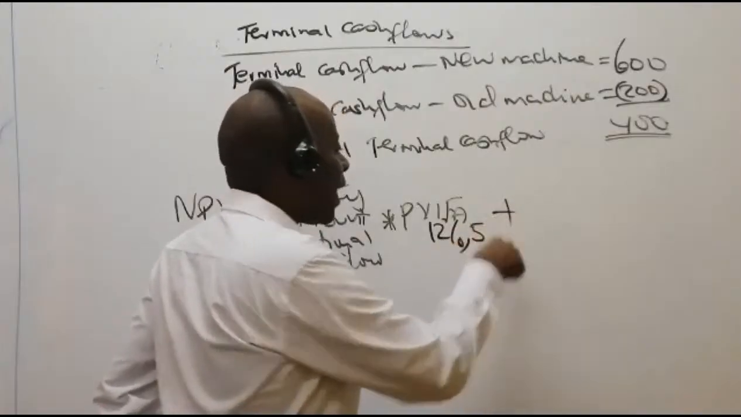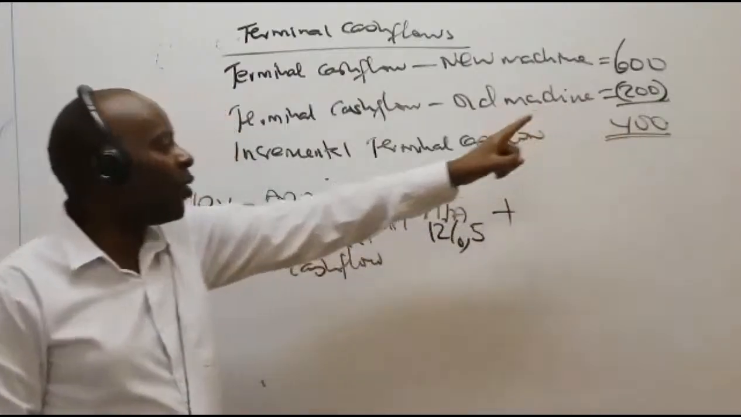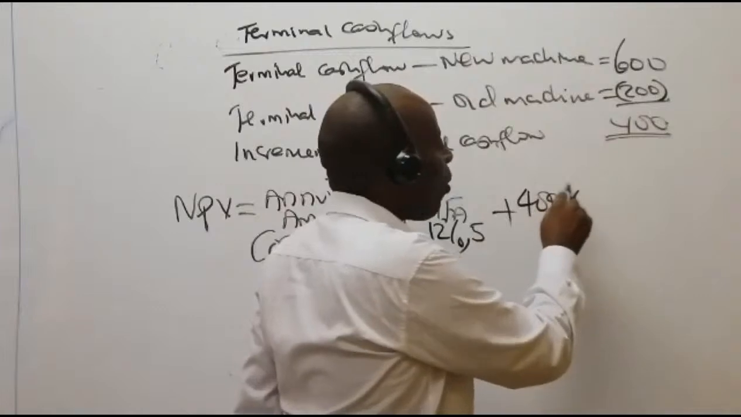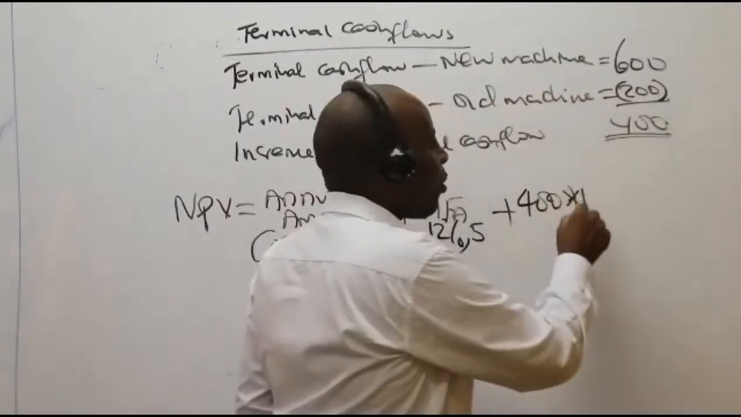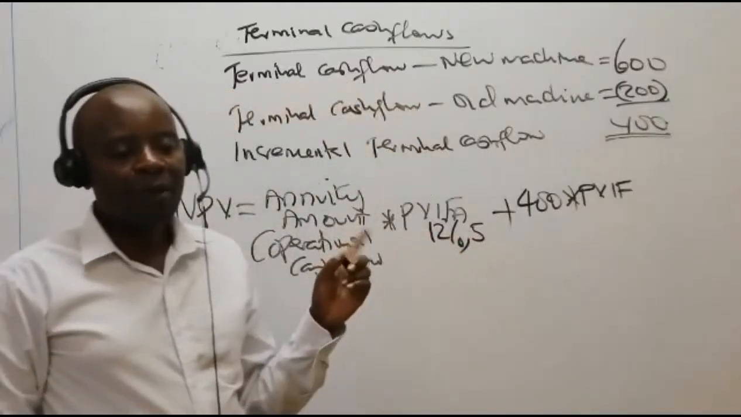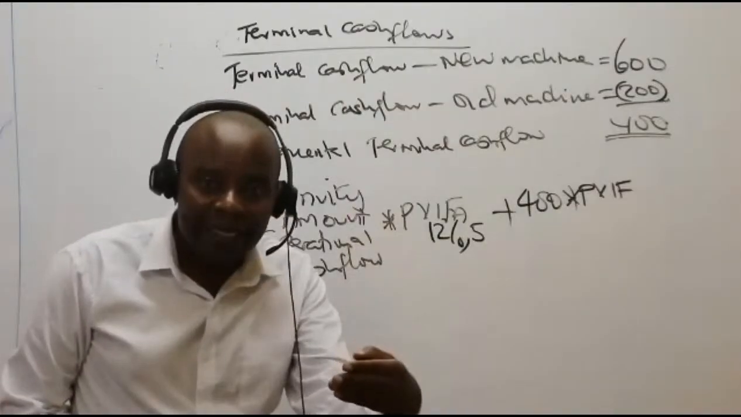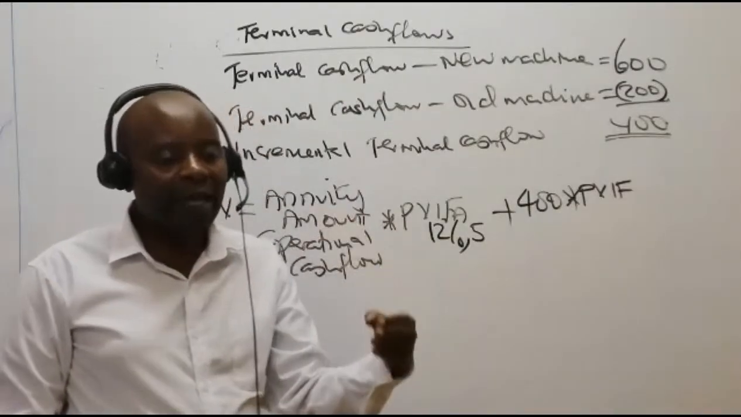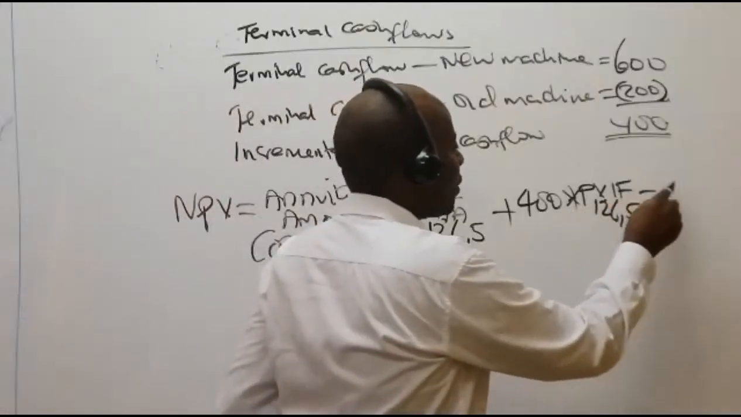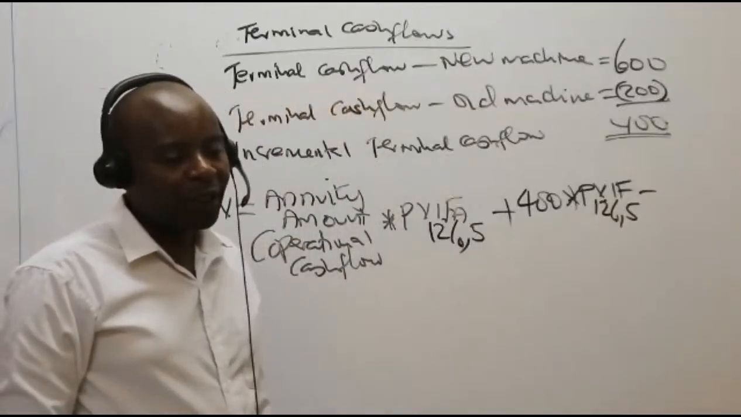Plus, there is this other cash flow when things come to an end. There is a terminal cash flow of 400, but because it's a one-off amount, we can only multiply it with what we call PVF, the present value interest factor. The parameters are still the same, 12% and 5 years, and then at the end of the day we'll subtract the initial outlay.